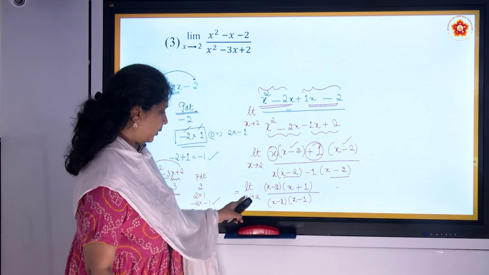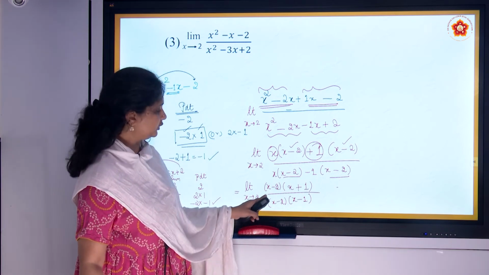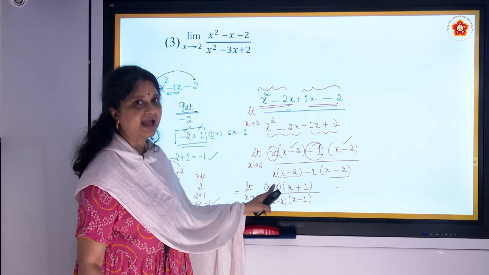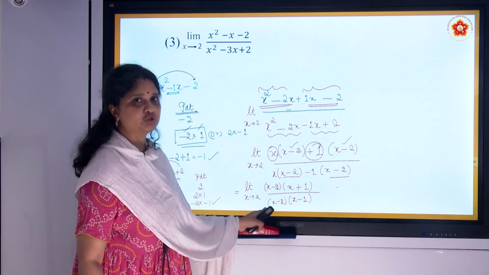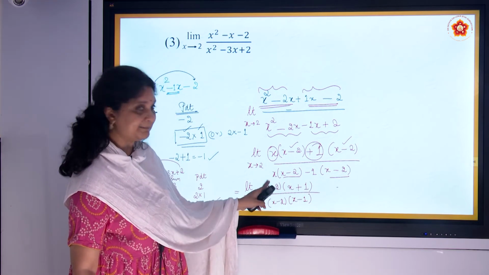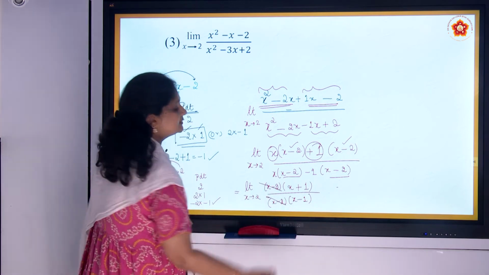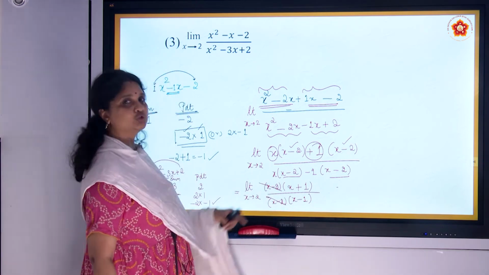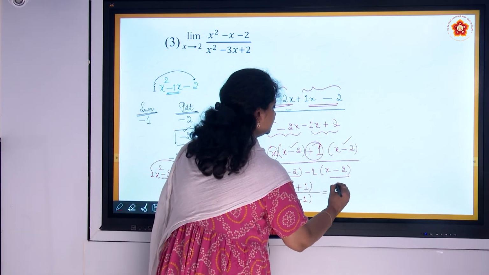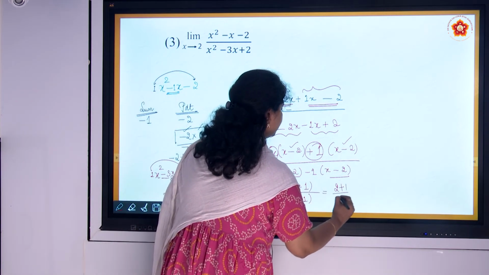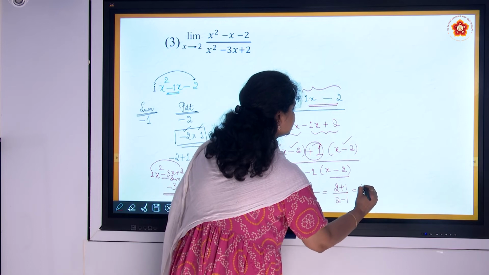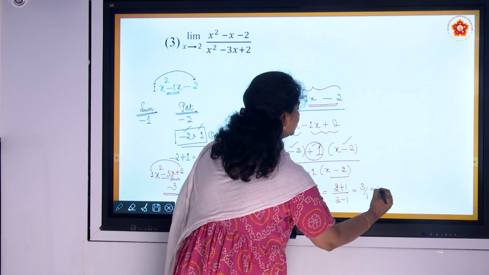Correct? So now, this 2, this was the hindrance that we had, because every time we substituted 2, it became 0. It made it 0 because there was a minus 2. So now, our hindrance is gone. Just cancel it out. Now, substitute your 2, you get a proper answer. So you get 2 plus 1 by 2 minus 1. That's 3 by 1 and that is equal to 3.